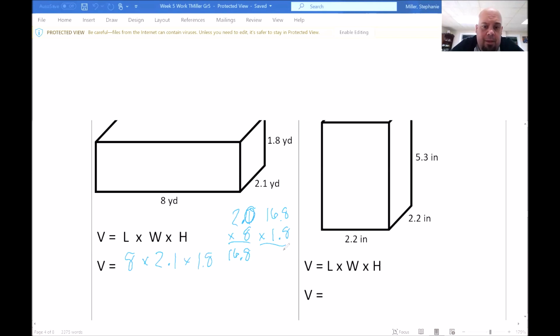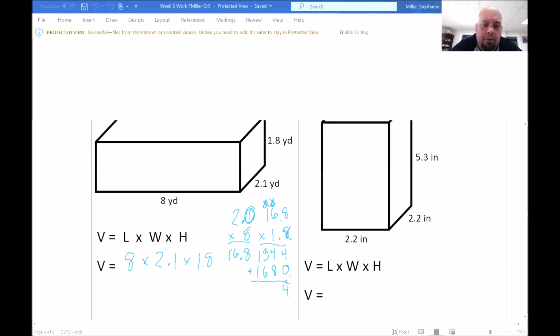So 8 times 8, 64. Carry your 6. 8 times 6 is 48, plus 6 would be 54. Regroup your 5. 8 times 1 is 8, plus 5 is 13. Remember, you do not put any decimals in yet. So now the 8 is done, and we got to multiply by 1. We start with our 0 placeholder. 1 times 8 is 8. 1 times 6 is 6. 1 times 1 is 1. And then we add these together.